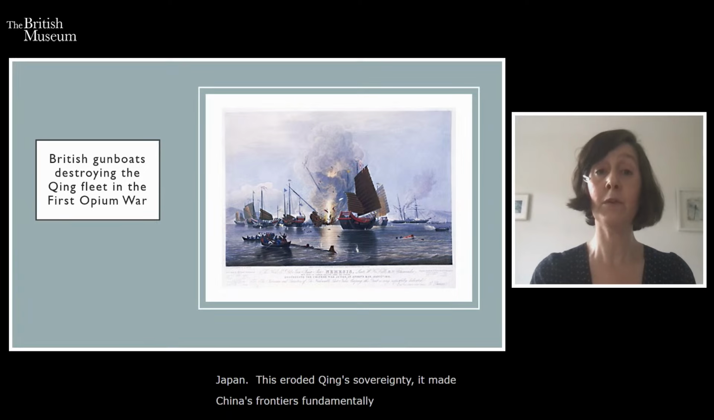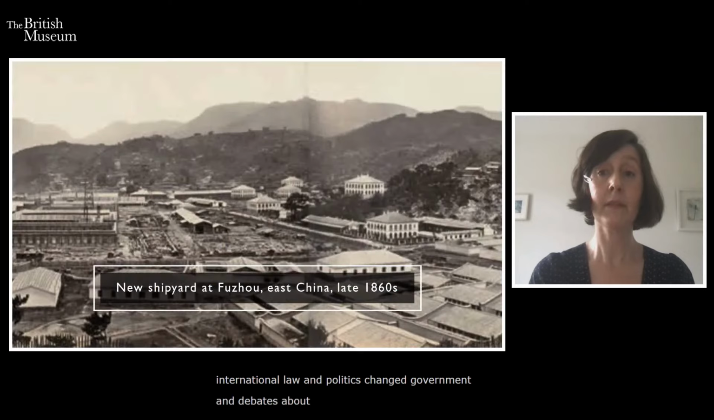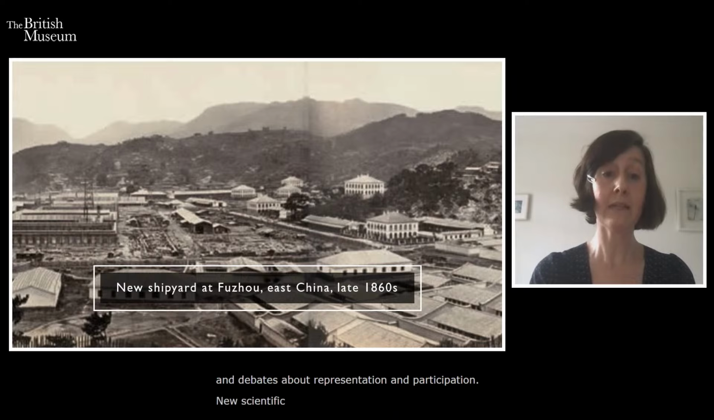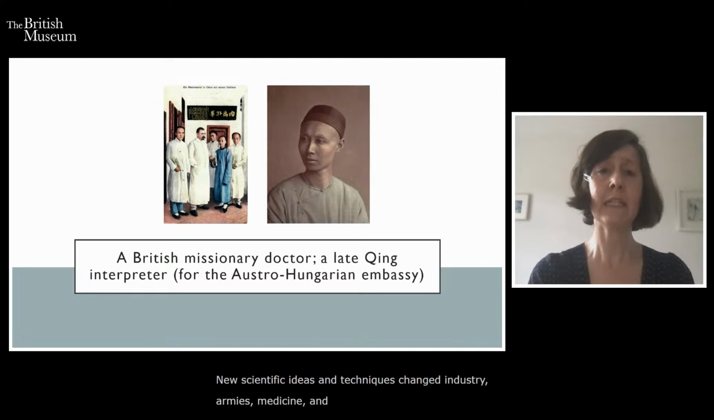Ideas about international law and politics changed government and debates about representation and participation. New scientific ideas and techniques changed industry, armies, medicine, and consumption. Newspaper headlines these days speculate a good deal about China's global role and ambitions in the present and future. This all-important concept of China as a global player, with all the challenges, possibilities, conflicts, and uncertainties that this may bring, began in the 19th century.